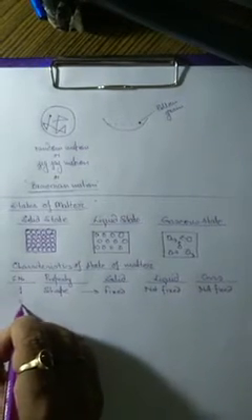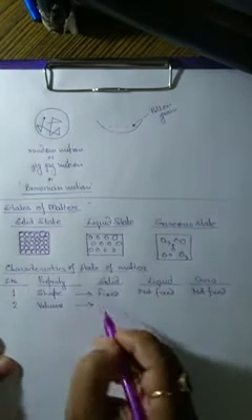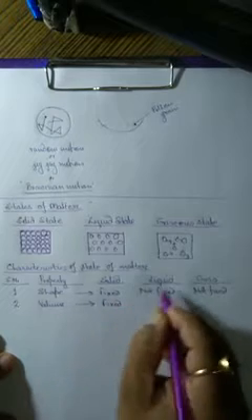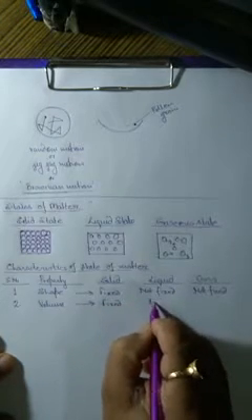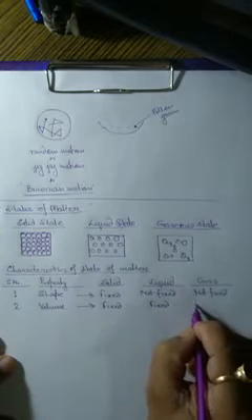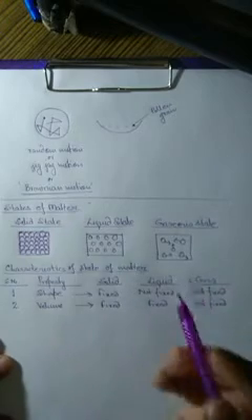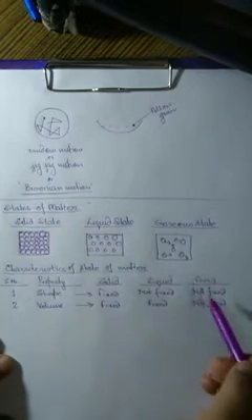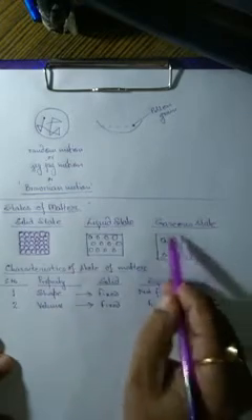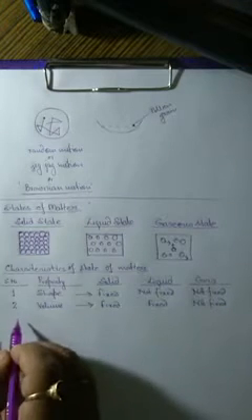The second characteristic is volume. Volume, again, in the case of solid, fixed. In the case of liquid, again it is fixed. And in the case of gases, volume is not fixed. Why is it not fixed? Because we have already said that even a single molecule can occupy the whole volume. So it is not fixed in the case of gases.